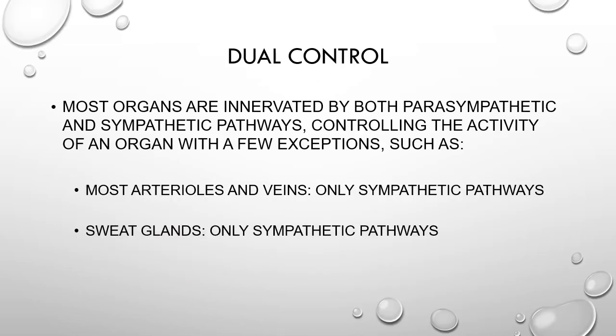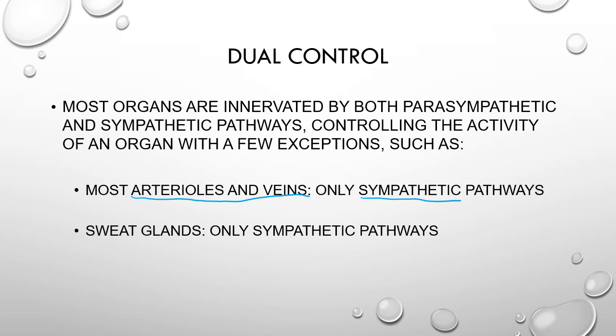So again, most of our organs have this dual control. There's both parasympathetics and sympathetics that go to those organs. One's going to bring things up, one's going to bring things down. And where this changes, where we don't have dual innervation, are generally going to be in things like arterioles and veins. They're going to be only sympathetics. Only the sympathetics are going to innervate them.